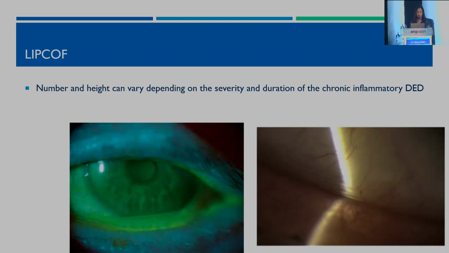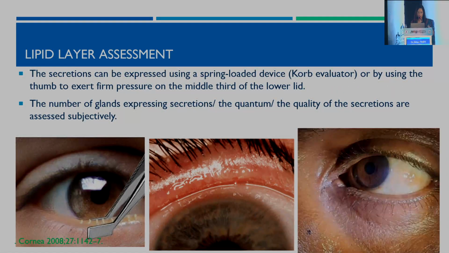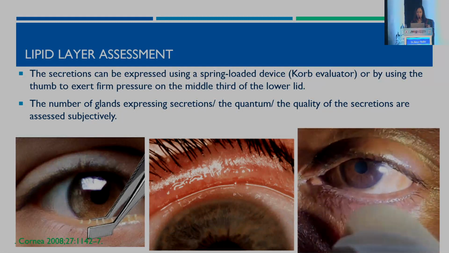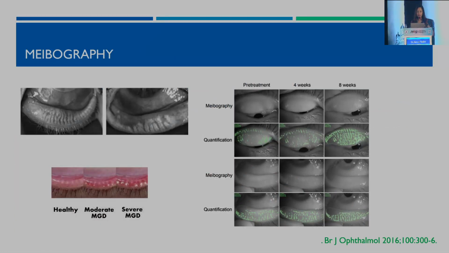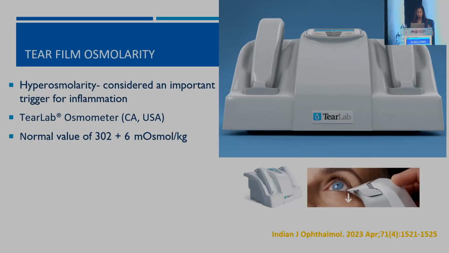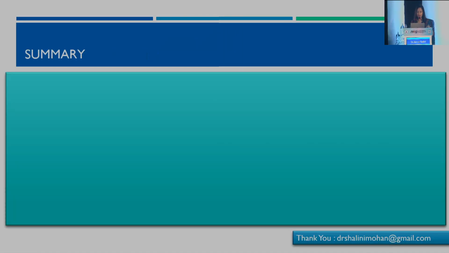Now this is the lid wiper, the conjunctival fold due to the rubbing of the eyelids, due to the friction, and the number and the severity help us to delineate the severity of the dry eyes. Now lipid layer assessment is important. You can express with the help of a meibomian gland evaluator, or you can pinch to see how much sebum there is. Otherwise you can do meibography by infrared photography. Tear film osmolarity is an important component which helps us to assess the inflammation, but that needs a specialized instrument.